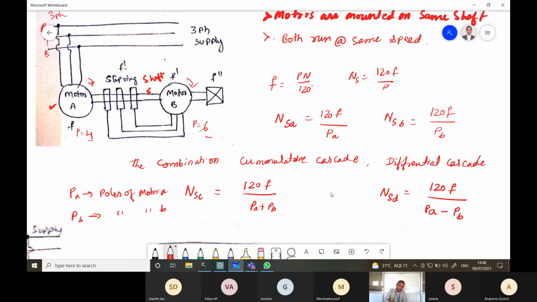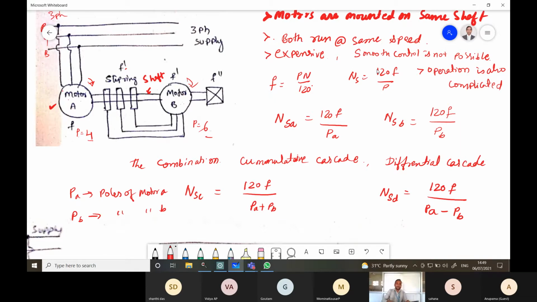In this case, this method is expensive because we require two motors, and smooth control is not possible. This is one type of method of speed control. Operation is also complicated. These are the disadvantages of this method. So this is called cascade control.